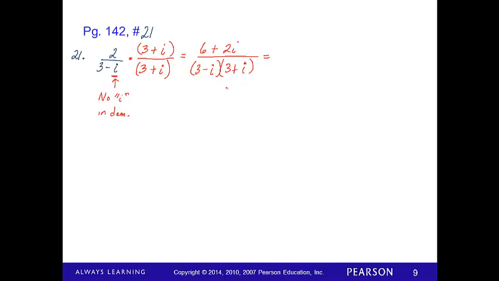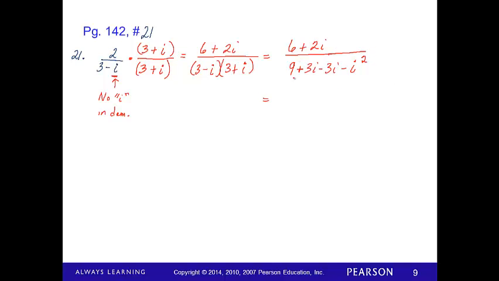And now I'm going to FOIL this out. So I have 6 plus 2i, divided by 9 plus 3i minus 3i minus i squared. So remember, take your time when you're doing this. You can pause the video and make sure you get the same thing I get. 9 plus 3i minus 3i minus i squared. And then we get to simplify.